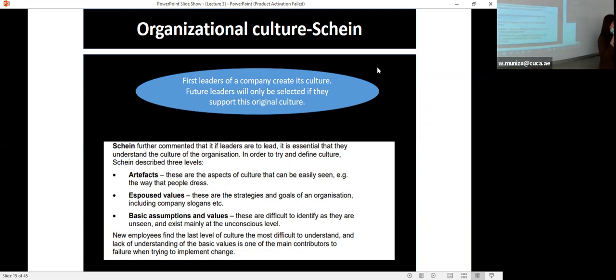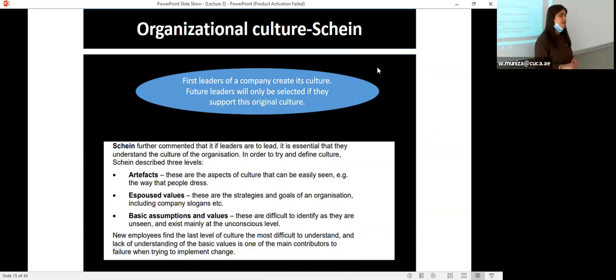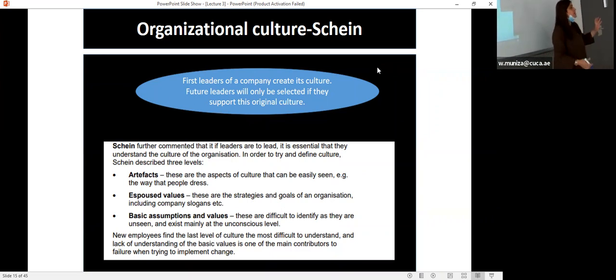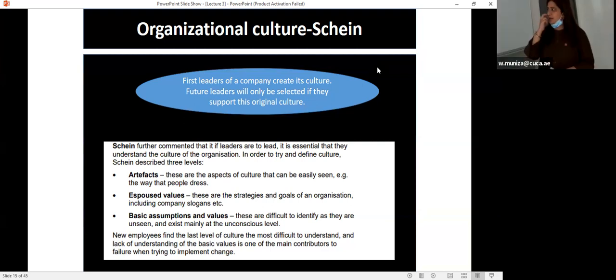So whenever new persons join the organization, they are able to see the artifacts, they are able to see the espoused values, but what they are not able to see is the basic assumptions and values. What is the thinking of the persons according to which they are performing some symbolic actions or presenting some symbols, it is unknown to them. And it takes time to get the know-how about the basic assumptions and values in the minds of the persons. So according to Schein, the three levels of the culture in the organization are artifacts, espoused values, and basic assumptions and values. Schein further commented that if leaders are to lead, it is essential that they understand the culture of the organization.